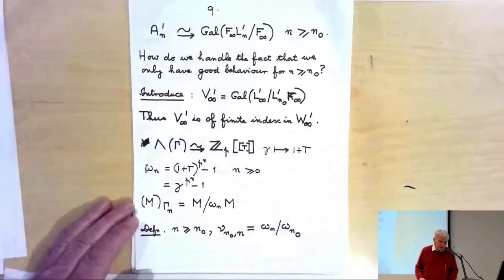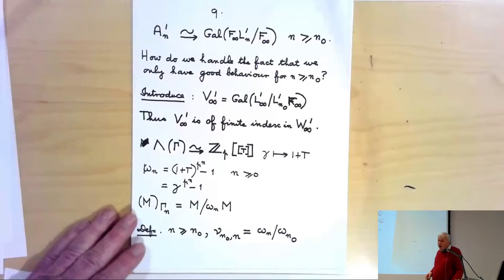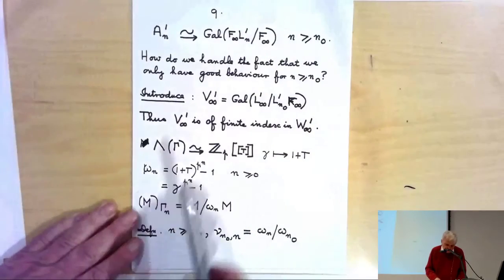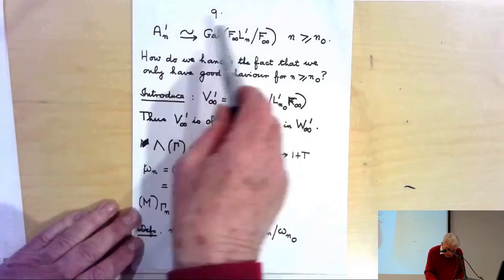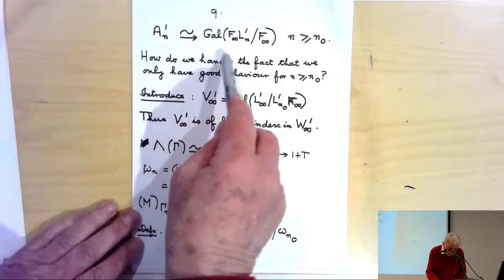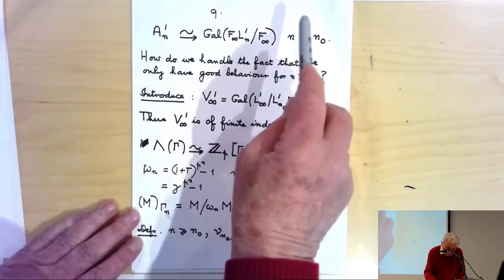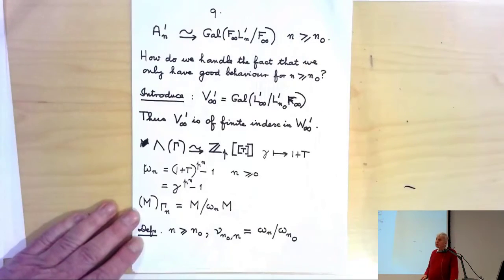So this means that A_n prime, which is what this Galois group here is isomorphic to by class field theory, is canonically isomorphic to the Galois group of F infinity L_n prime over F infinity for all n greater than or equal to n naught.